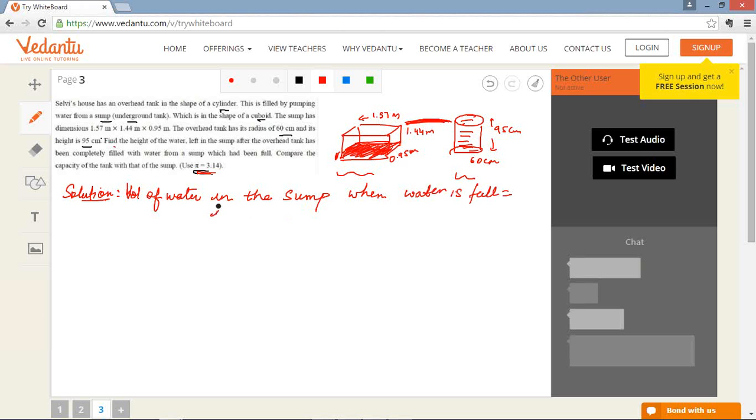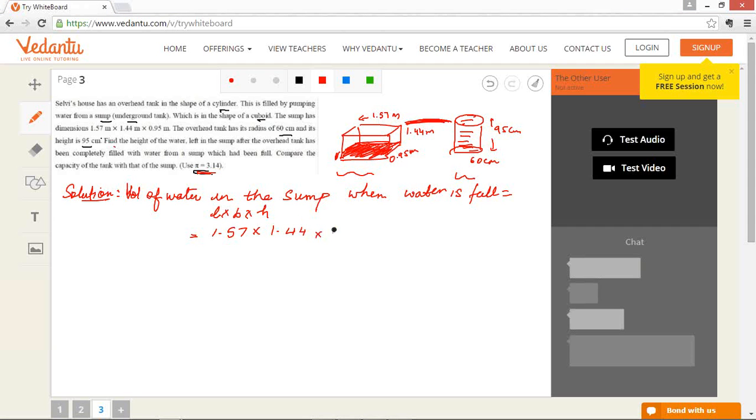Okay, so that is a cuboid, L B H: 1.57 meter into 1.44 meter into 0.95 meter. So meter cube is the unit. Writing units is very, very important. Okay, and then I will find the volume of water in the cylinder.